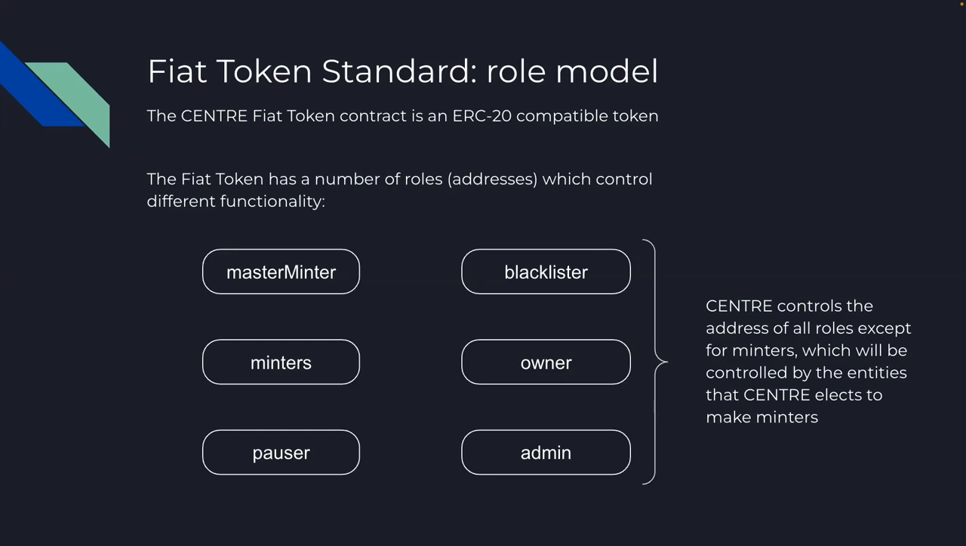And then we have the owner, which can reassign any of the roles except for the admin. And then we have the admin, which can upgrade the contract and reassign itself. So, as we said before, if there is any bug or any problem, we can use the pauser and the admin to change and fix that particular bug. In this case, Centre controls all the roles except for the minters. So Centre does not have the ability to create new tokens or burn tokens.